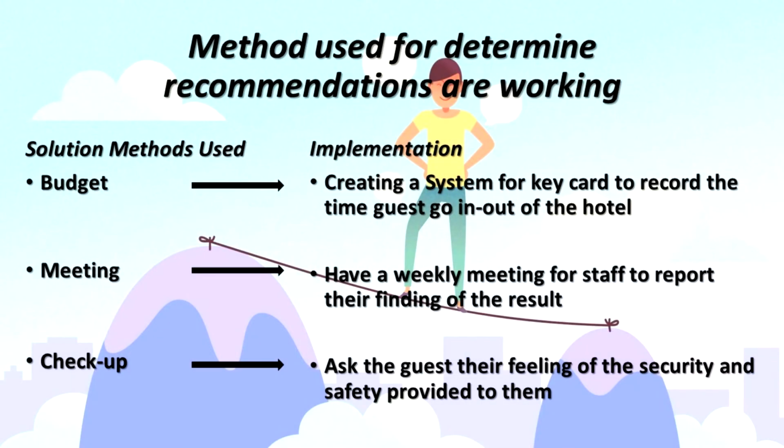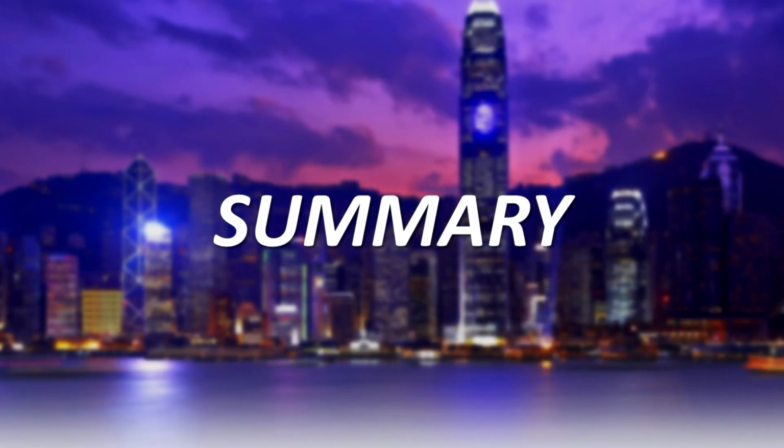Next is the method used for determining whether the recommendations are working. The Ritz-Carlton will use budget to create a system for the key card to record the time guests go in and out of the hotel, to keep track of whether they are arriving on time or not. Next is a meeting. The hotel will have a weekly meeting for staff to report the findings, and the hotel will change and adjust the plan according to what the staff finds. Next is a checkup. The hotel will ask the guests directly about their feeling of the security and safety that the hotel provided to them.